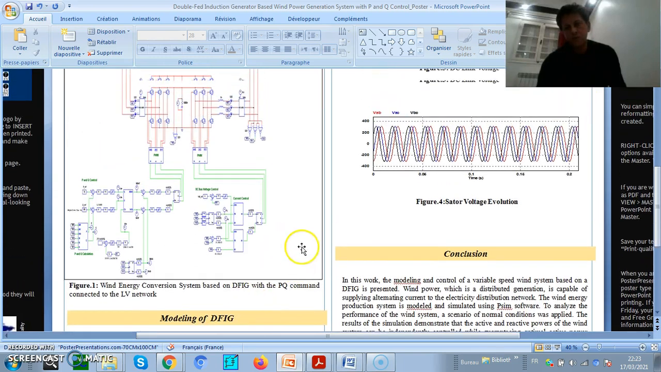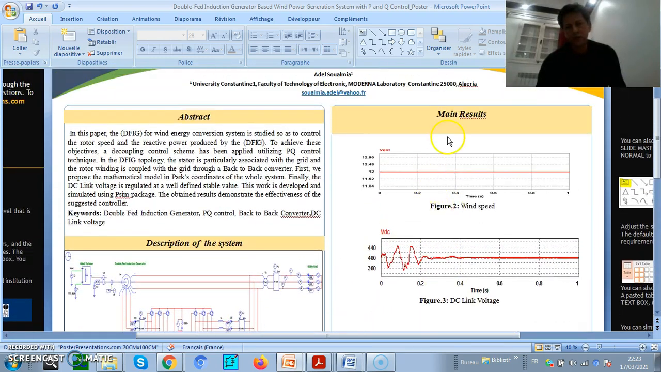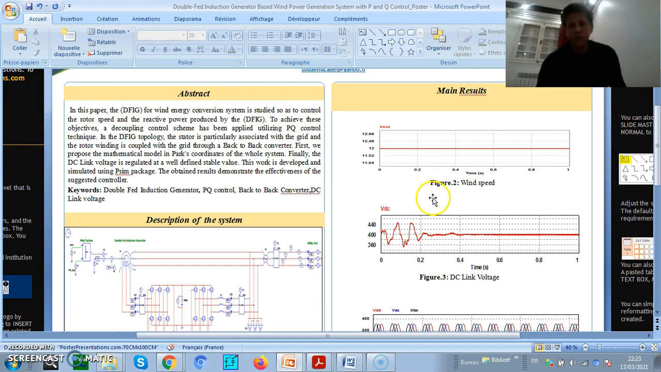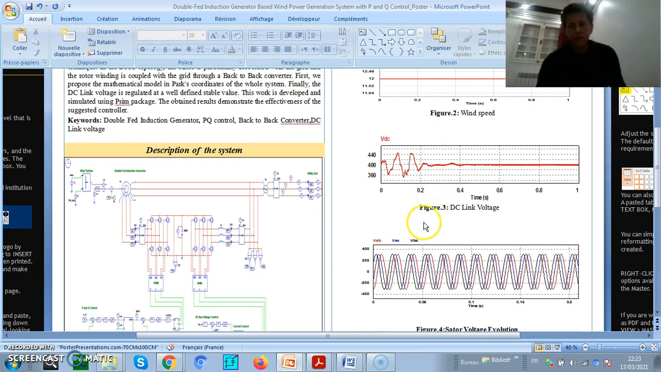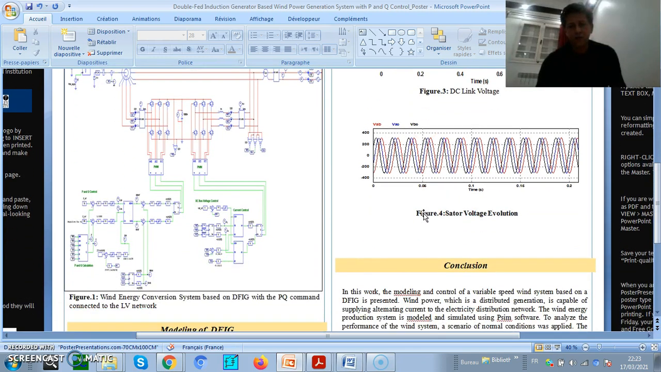So, moving to the third point, which represents the main results of our simulation. Figure 2 represents the wind speed, figure 3 represents the DC link voltage, whereas figure 4, the last figure, represents the stator voltage evolution.